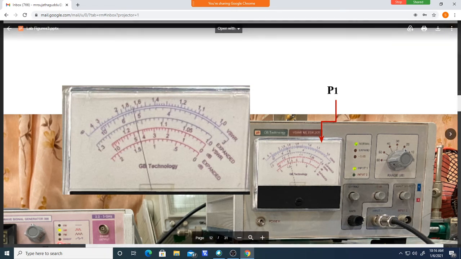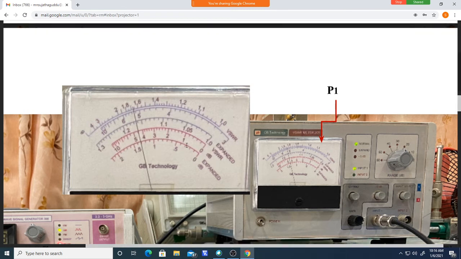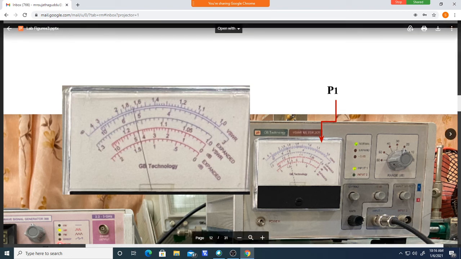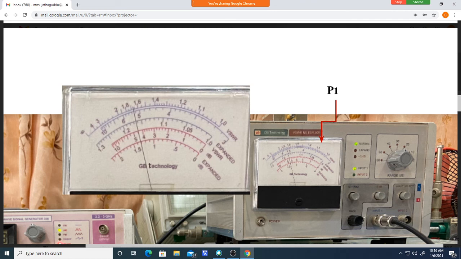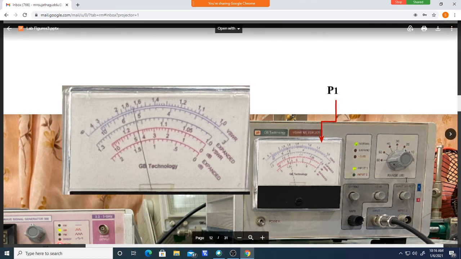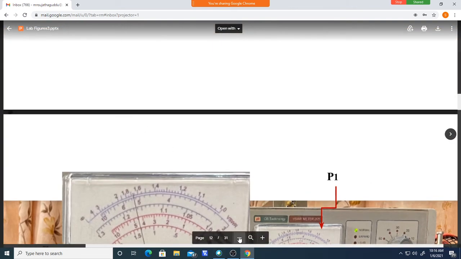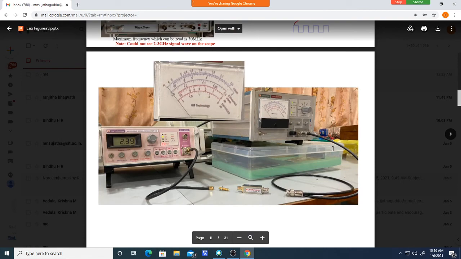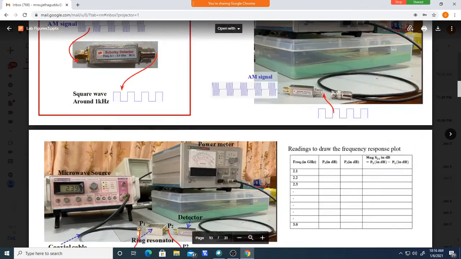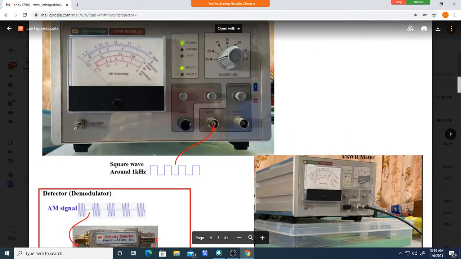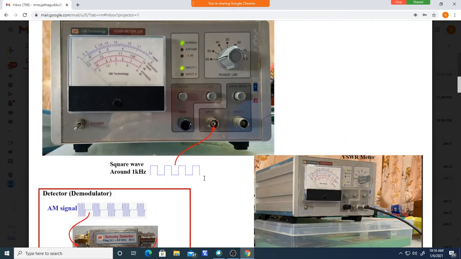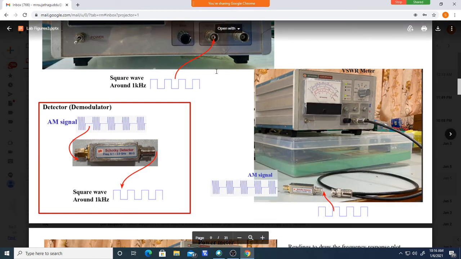Are you getting it? So you can select the range, and the needle may be anywhere. To this range value you should add the value wherever the needle is. That gives the power input here. Actually, we cannot connect the power directly. This is a VSWR meter, as I showed. We cannot connect it directly here.